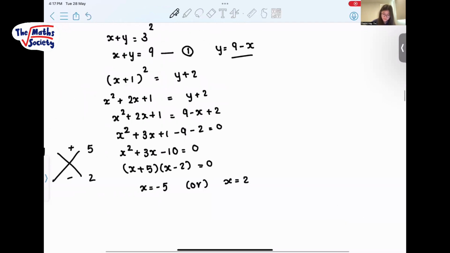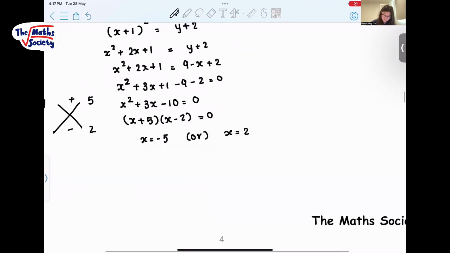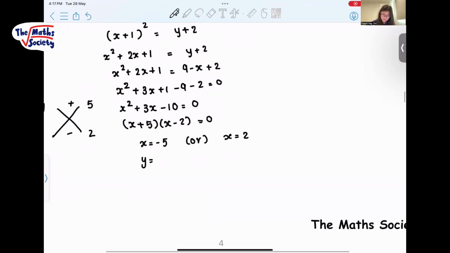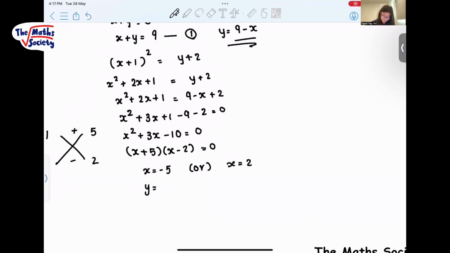And then we need to find y. y is 9 minus x, so y is 9 minus minus 5, so you add them, you get 14, or y equals 9 minus 2, which is 7.